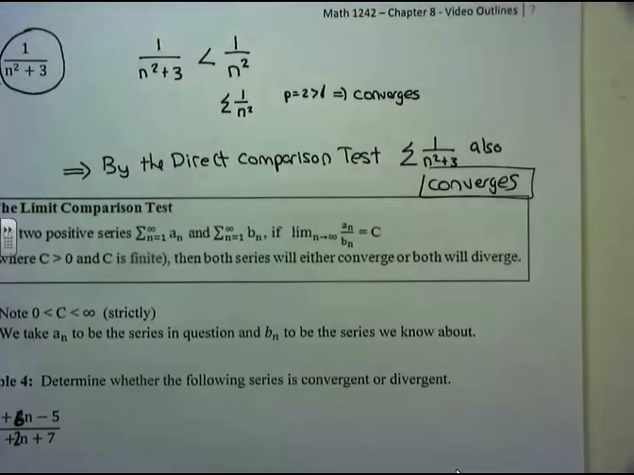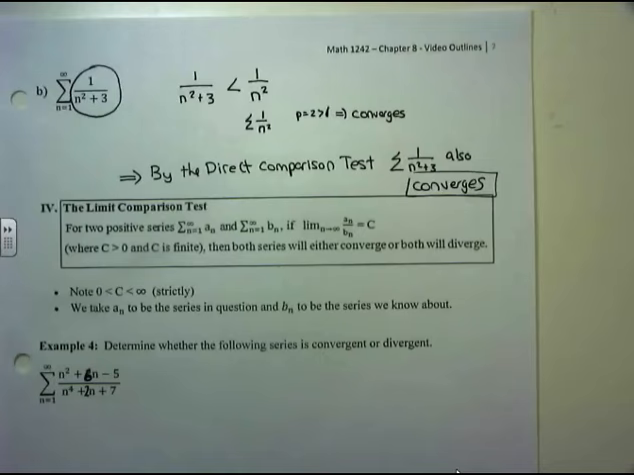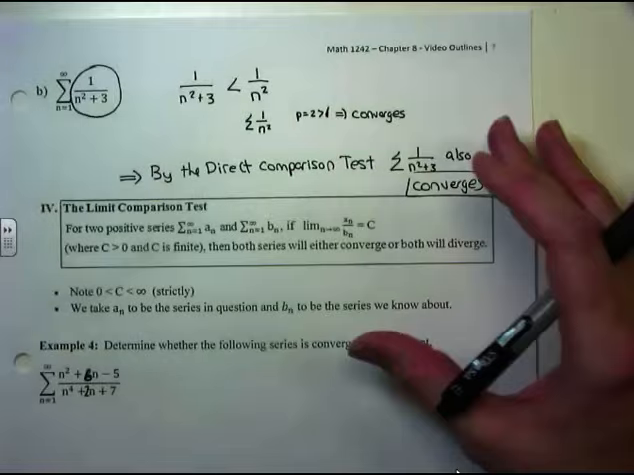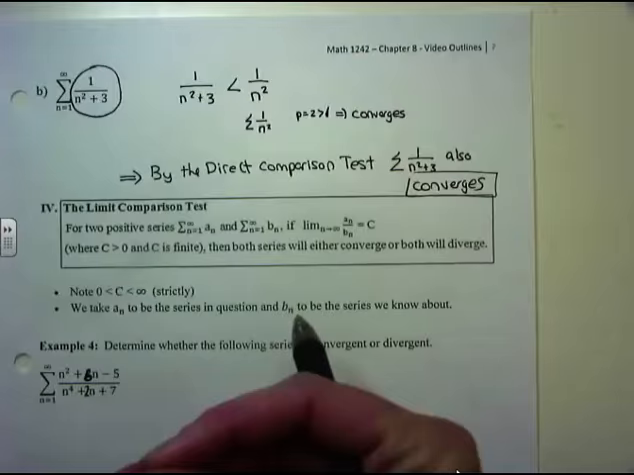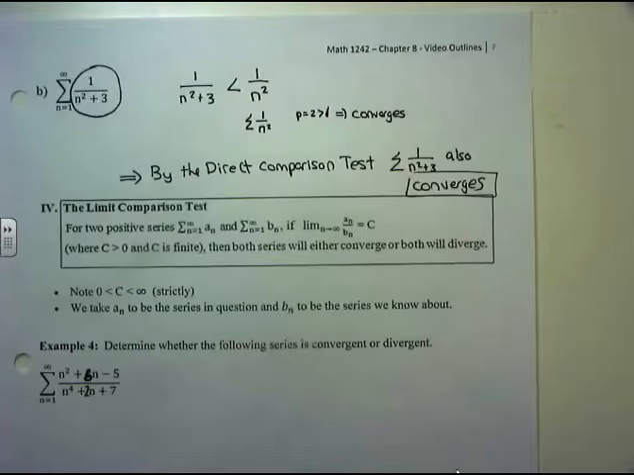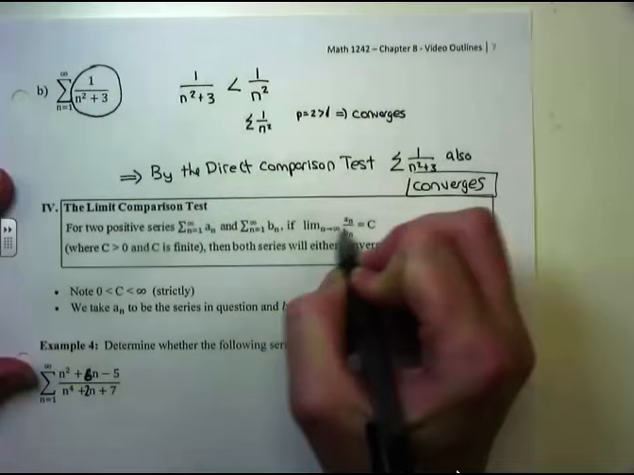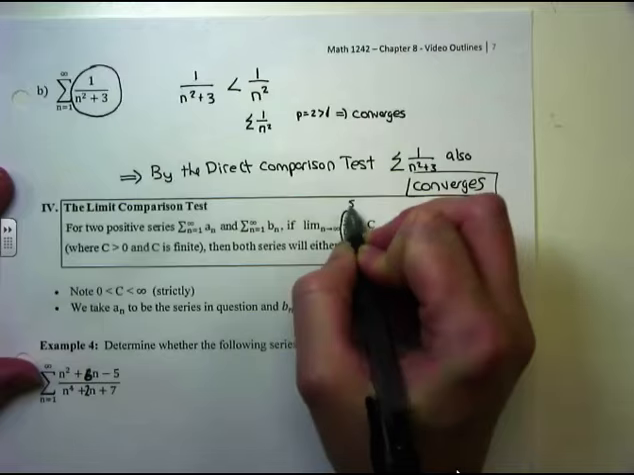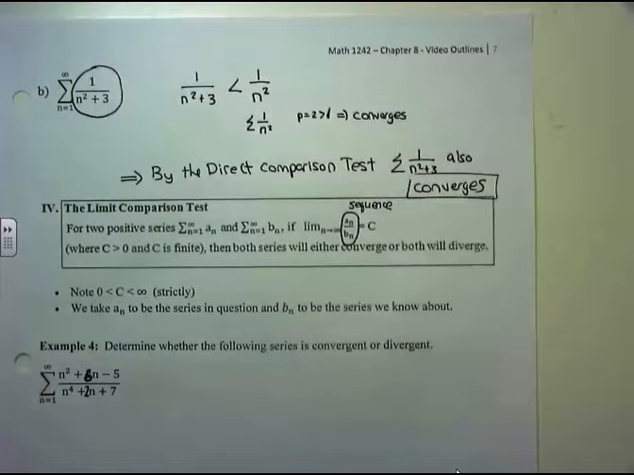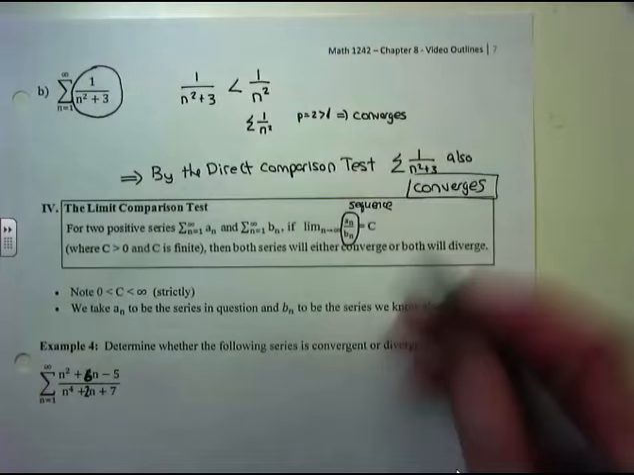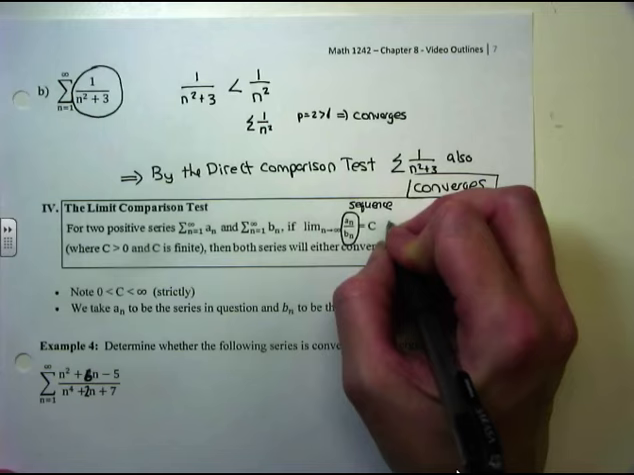The next test is similar in the way that we want to compare series I'm asked about with series I know about, but it's slightly different. It's called the limit comparison test. So what it says, for two positive series, a series of a_n and a series of b_n, if you know or can show that the limit as n goes to infinity of the sequences a_n divided by b_n equals some constant where it is not 0 and it is finite.